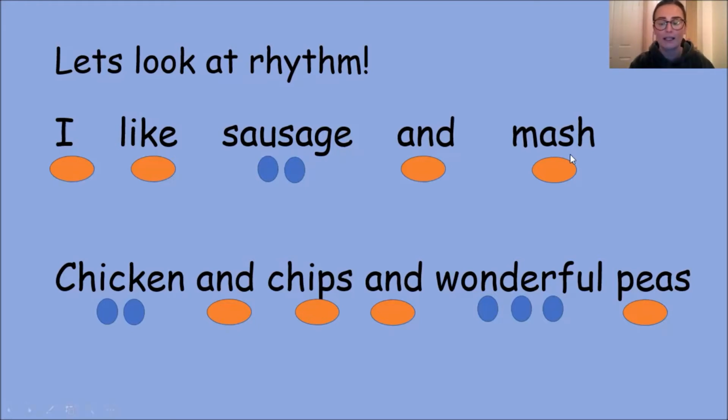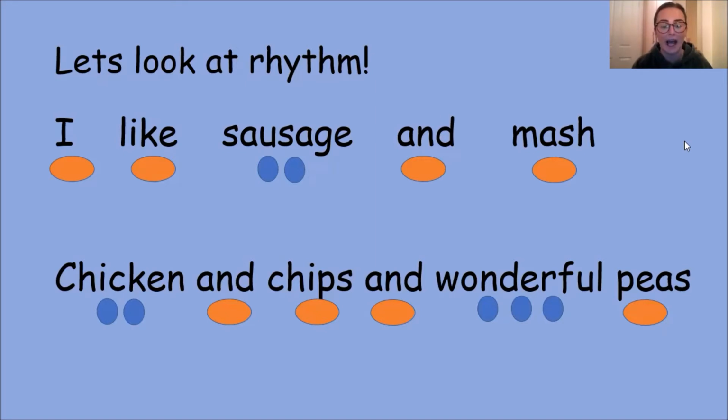So if we put all that together, it would sound like this. I like sausage and mash. I like sausage and mash. Well done. Okay, so if we look at the last part, we've got a different sentence now.